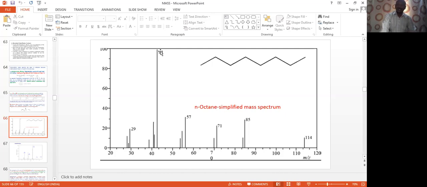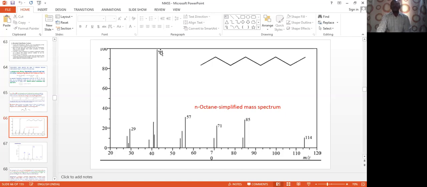Next comes M by Z value 57. So that is for straight chain alkanes, and the cluster of peaks you can see are separated by 14 mass units, and at the end of the spectrum you can see the low intensity molecular ion peak. So you can calculate the molecular weight, here octane, and then you will come to know the molecular weight of that.